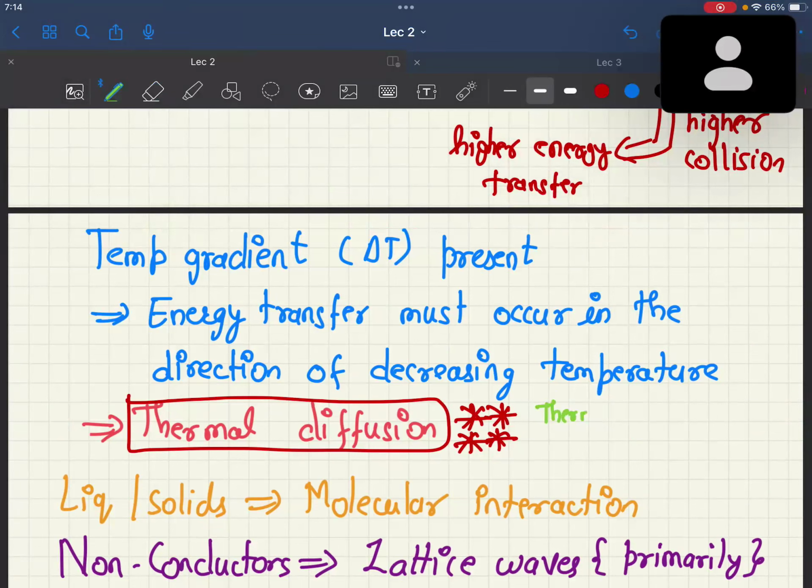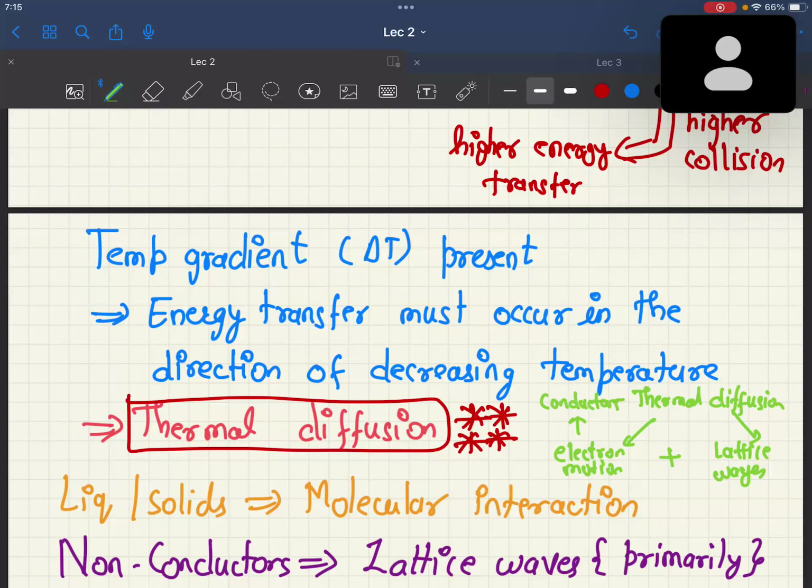Thermal diffusion can occur via two parts, that is electron transfer, electron motion actually, and lattice waves, right? The electron part contributes highly for conductors, whereas the lattice wave part contributes highly for non-conductors or insulators.